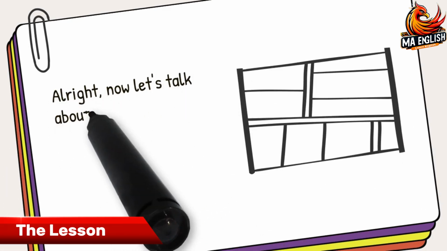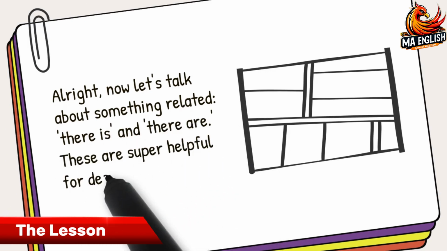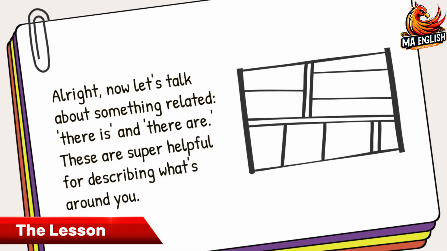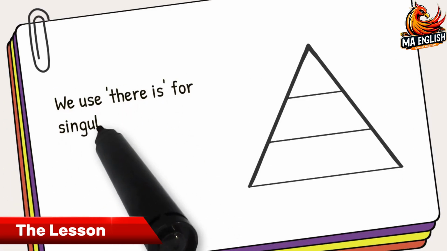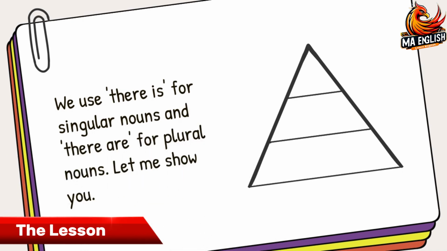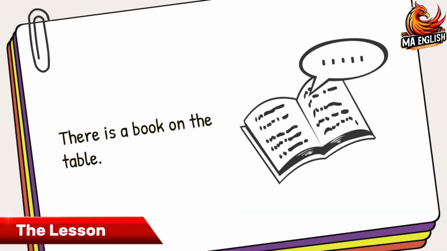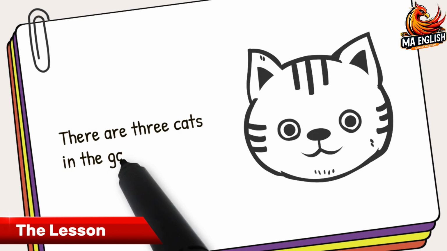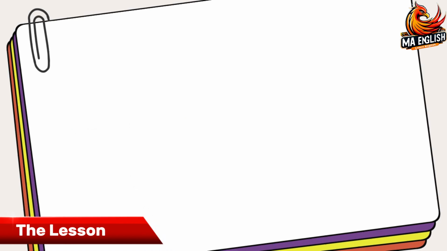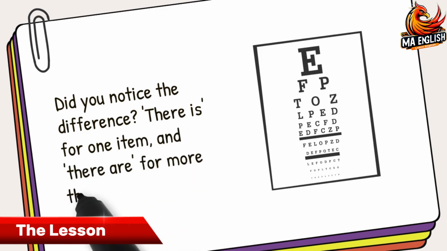Alright, now let's talk about something related. There is and there are. These are super helpful for describing what's around you. We use there is for singular nouns and there are for plural nouns. Let me show you. There is a book on the table. There are 3 cats in the garden. Did you notice the difference? There is for one item, and there are for more than one.